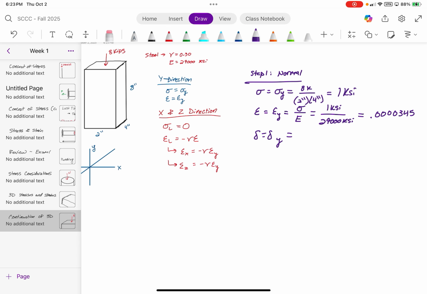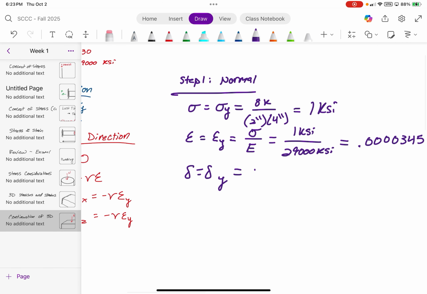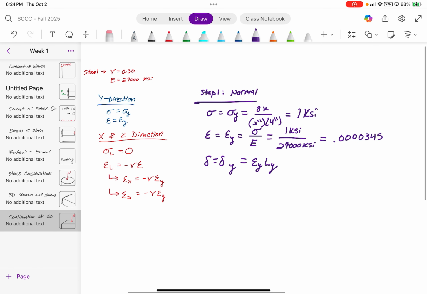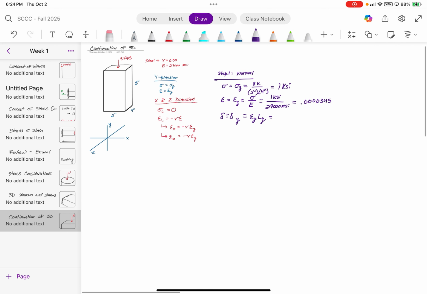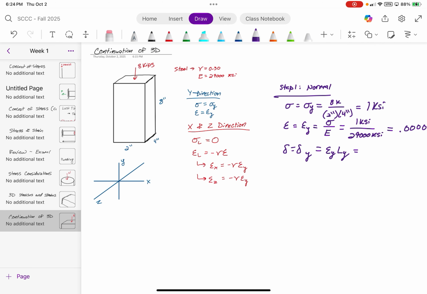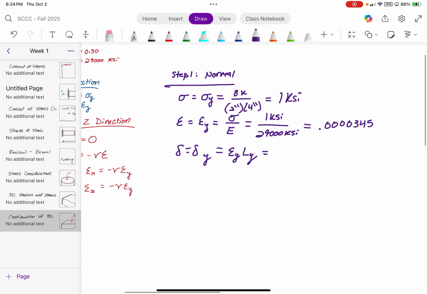You can use PL over EA. What's another equation? I would personally do the strain in the y direction times the length in the y direction. But you can do NL over EA if you wanted to. So you just multiply that strain. What was the length in the y direction? It's 8 inches. So you just take that strain that you computed right there and just multiply it by 8 inches.